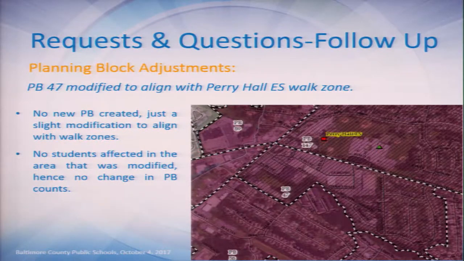There was one other adjustment that we made, the Perry Hall Elementary School walk boundary. This old planning block stopped right about here, and there was not really any population here, but just to keep things fully in line with the walk zone, we moved this planning block over about 200 feet to align with the walk zone boundary. It doesn't affect any population, but it was just another modification that we wanted to note for you.